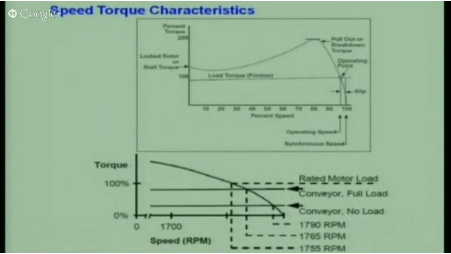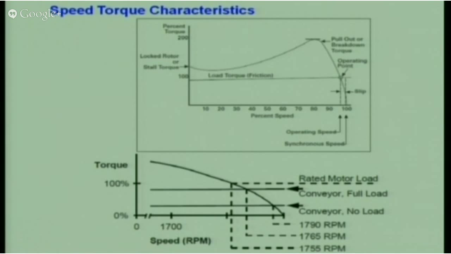Yes. So these are the speed torque characteristics. Here is one load torque which is the horizontal line, and there is the torque characteristic of the induction motor. The characteristic is like this. You can reach this point, the highest point. Here it is known as pull out or breakdown torque.